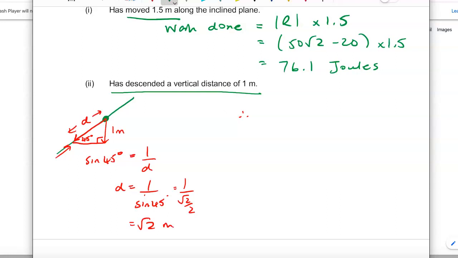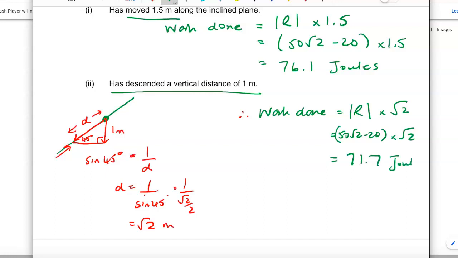So therefore, the work done now by that force is going to be the size of that result, which we know is 50 root 2 take 20, times by the distance of root 2 that it is going to be rolling down. And that will give us 71.7 joules. So very similar to our previous video, but we've just got it on an inclined plane rather than on the ground, that horizontal distance.